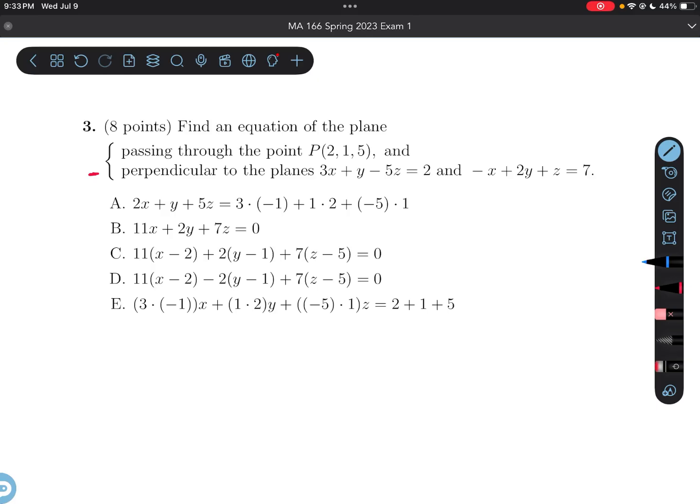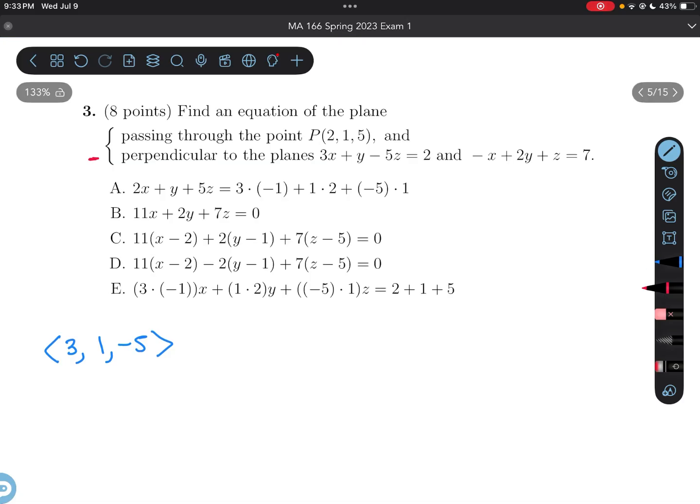So the vector that is perpendicular to the plane 3x plus y minus 5z equals 2 is the vector (3, 1, -5). And you'll notice that it's just the coefficients of the x, y, and z variables respectively. This only applies when we have the equation of a plane in its standard form. The reason this is true is actually really simple to see.